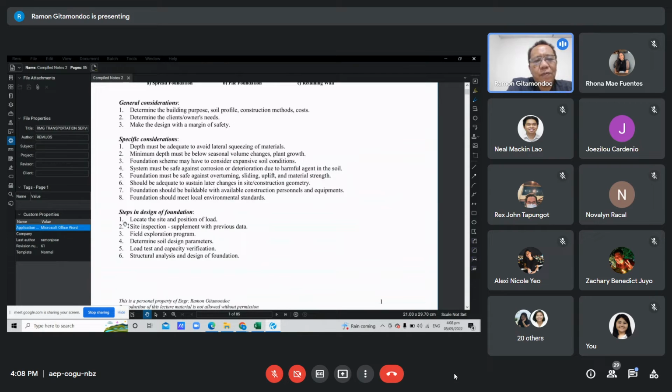Then third, the foundation scheme may have to consider expansive soil conditions. There are soil types which are very strong when they are dry, but they become very weak or unstable when they absorb moisture.